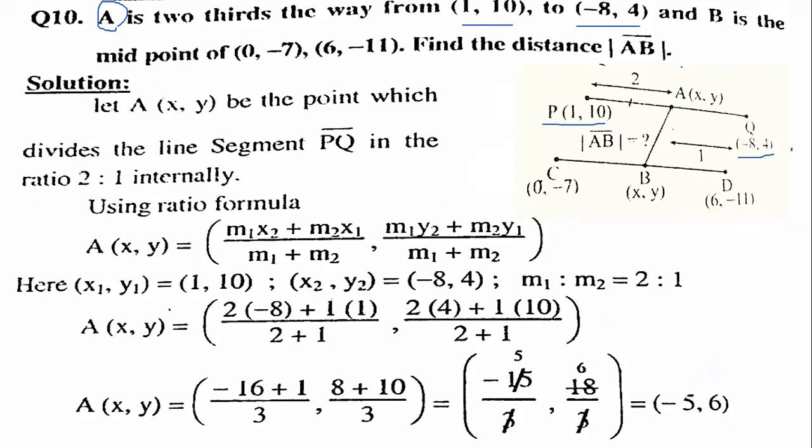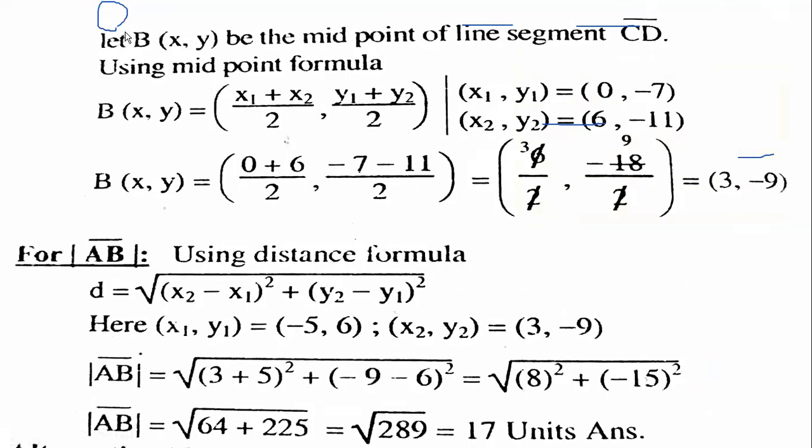In the next slide, we will see the working of point B. We are going to find out the coordinates of B using the midpoint formula. So you can see here, we have written that let B(x, y) be the midpoint of the line segment CD. As B is the midpoint, we will be able to get the coordinates of B using the midpoint formula.